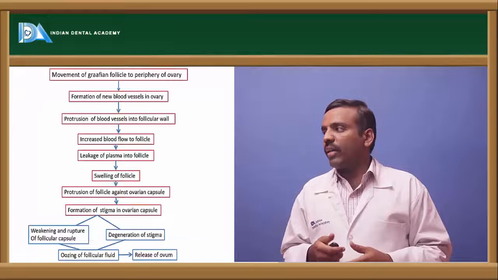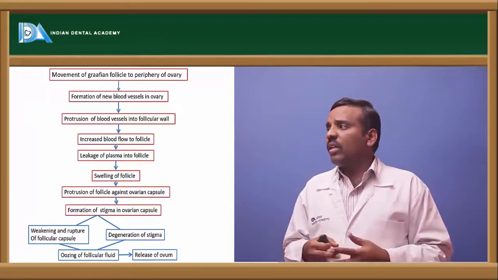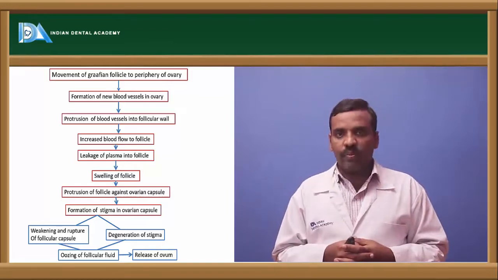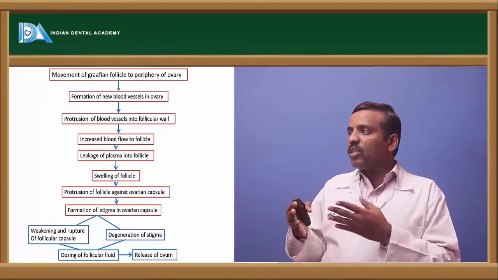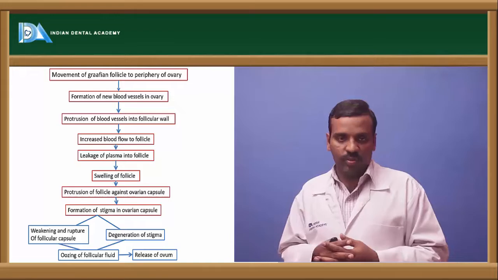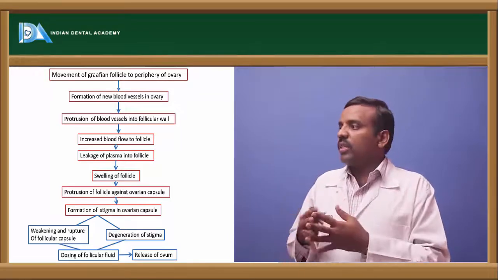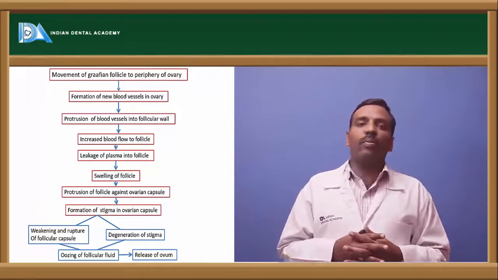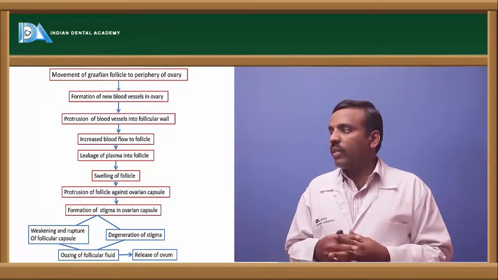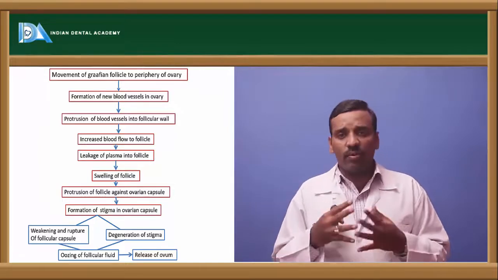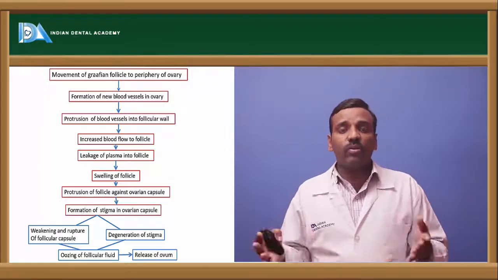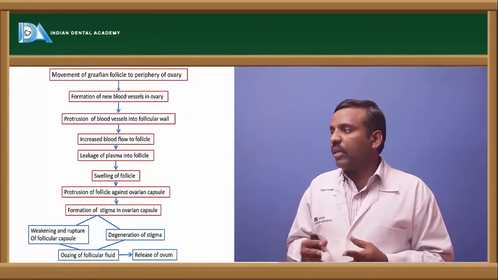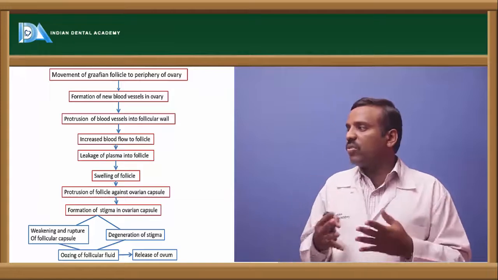Okay, and next, if you see how it moves, in the sense, the movement of the Graafian follicle to the periphery of the ovary. After that, formation of new blood vessels in the ovaries, then protrusion of the blood vessels into the follicular wall, and immediately increased blood flow in the follicle. Next, leakage of plasma into the follicle and swelling of that follicle because of the increased blood flow. The swelling follicle protrudes again as the ovarian corpuscle.